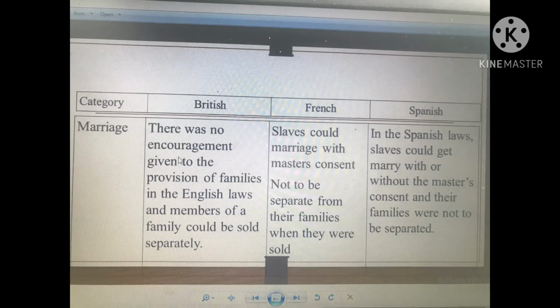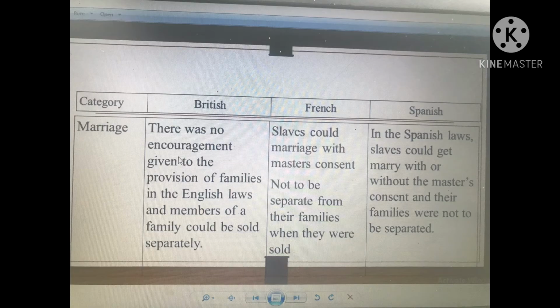Next, let us look at how each colony of each European nation treated the slaves as it relates to marriages. In the Spanish law, slaves could get married with or without the consent of their masters, and their families were not to be separated when they were being sold. In the French law, slaves could get married with or without the consent of their masters, and like the Spanish, slave families were not to be separated when they were sold.